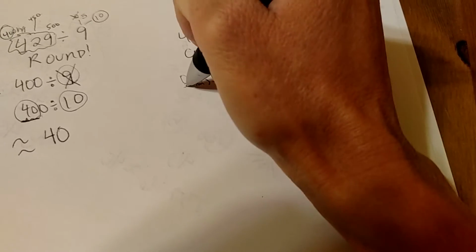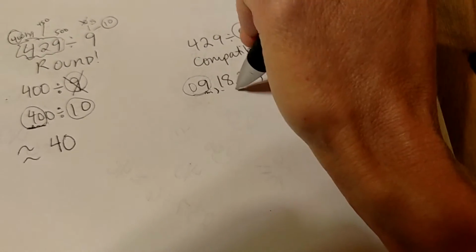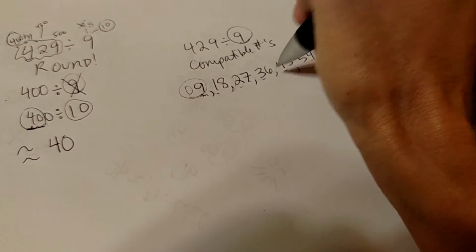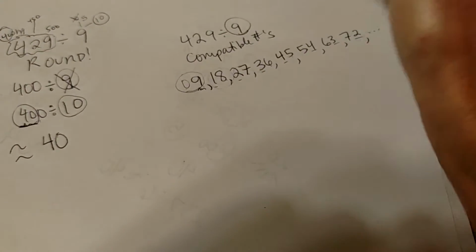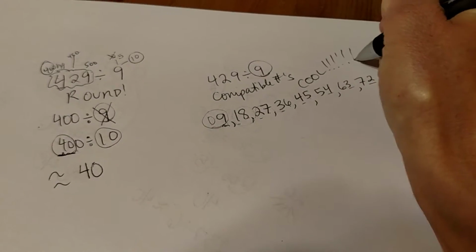Plus, what's really cool with the 9s? The digits add up to 9. 0 and 9 is 9. 1 and 8 is 9. 2 and 7 is 9. 3 and 6 is 9. 4 plus 5 is 9. 5 plus 4 is 9. Oh, how weird is that? So cool. 9s are so cool.